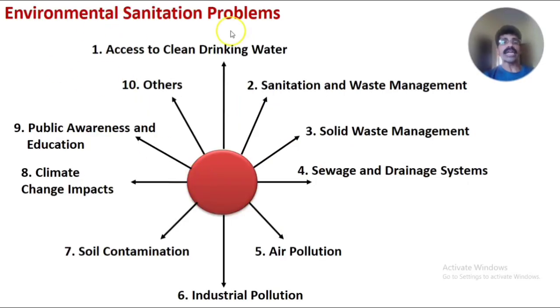Okay. The major environmental sanitation problems include access to clean drinking water, especially in rural areas where people have poor access. So, access to clean, safe drinking water. Then sanitation and waste management services availability. Then the third one is solid waste management problem. Then sewage and drainage system, its management, proper disposal of the excreta and other liquid waste. Then air pollution, industrial pollution, soil contamination, climate change impact, that is climate change impacts on the disease and healthcare practices of the people.